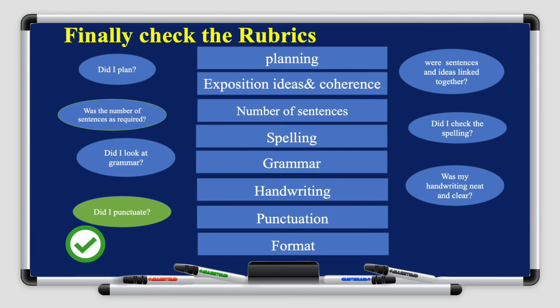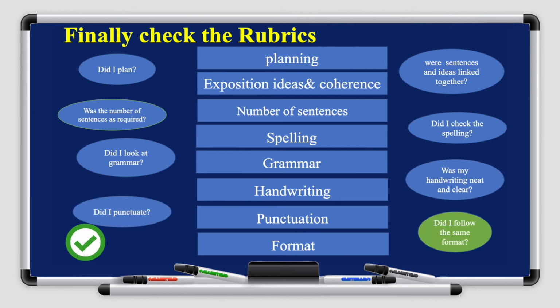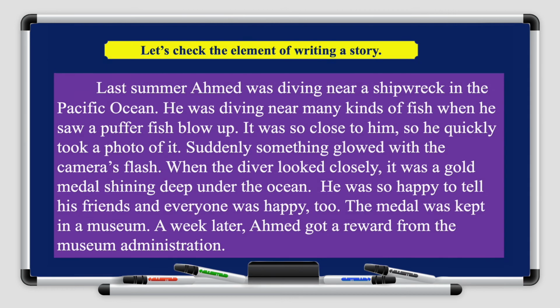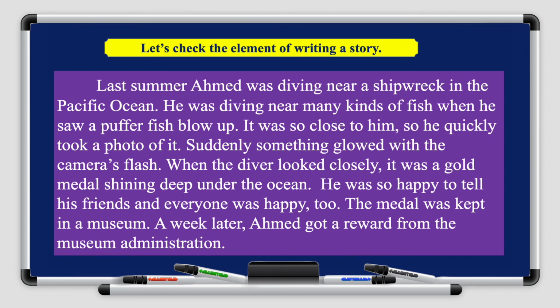Okay, and do I have my punctuation marks? Do I have my capital letters? Do I have my full stops? Do I have my commas after my transition words? Is the format of my sentence clear for the reader? That is all there. And now let's look at the paragraph together and let's check that we have followed the narrative writing method. Okay, and the elements of the paragraph are all correct.